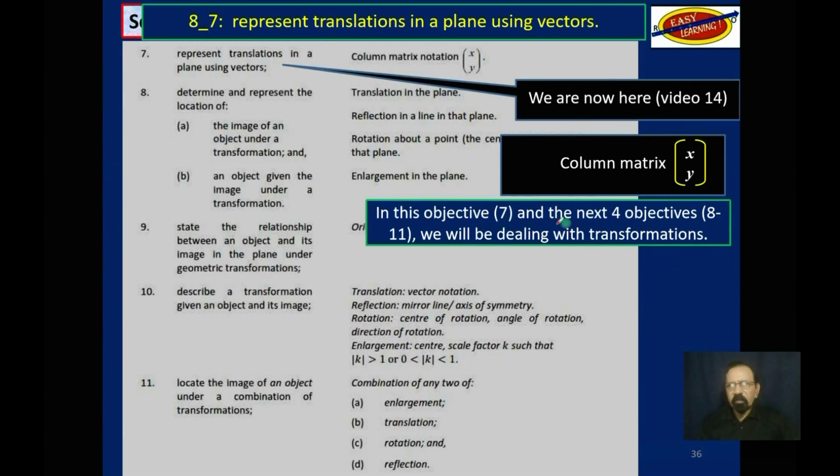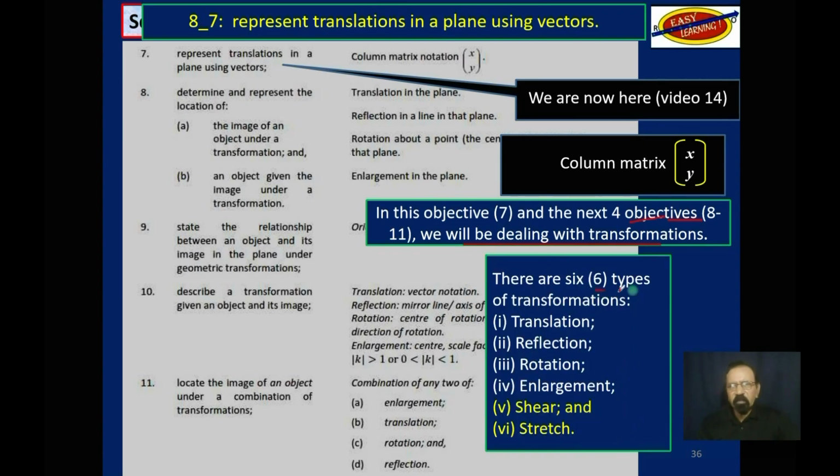In this objective 7 and the next 4 objectives, as I said before, we will be dealing with transformations. Now there are 6 types of transformations: translation, reflection, rotation, enlargement. Now there is also shear and stretch, but you don't have to do these 2 for CSEC. Those 2 are not required. In this objective, we will do this one. And in the next objective, we will deal with the other 3.